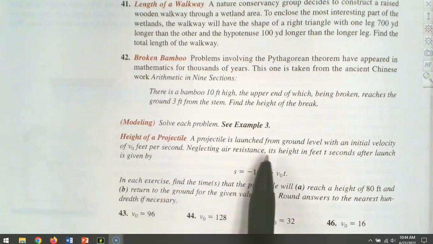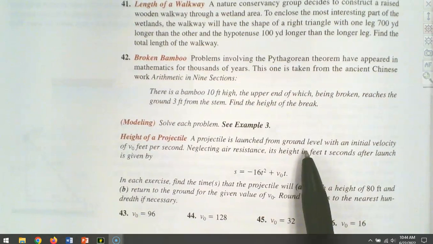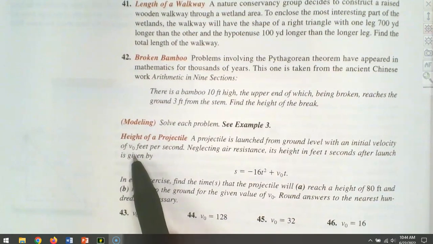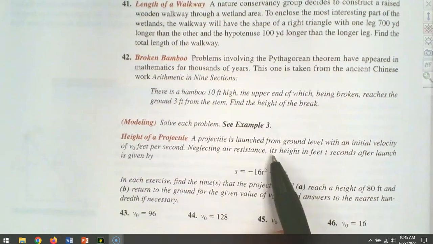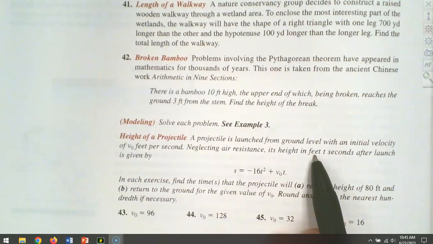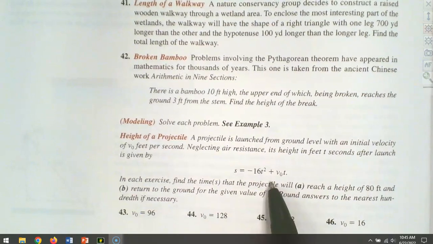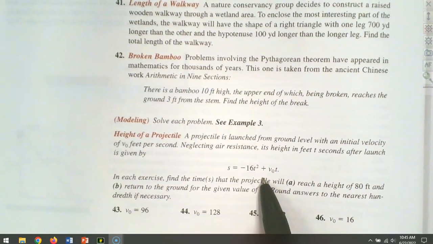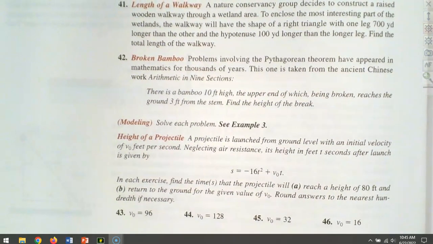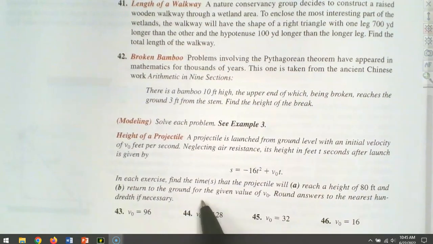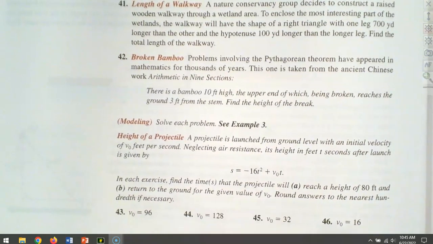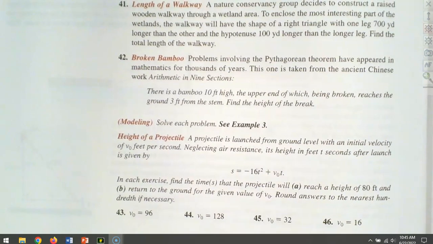So a projectile is launched from ground level with an initial velocity of v0 feet per second. Neglecting air resistance, its height in feet t seconds after the launch is given by this formula. Now, what we want to do is find the time that's going to take to reach a height of 80 feet, and then also return to the ground with the v0 of 128.